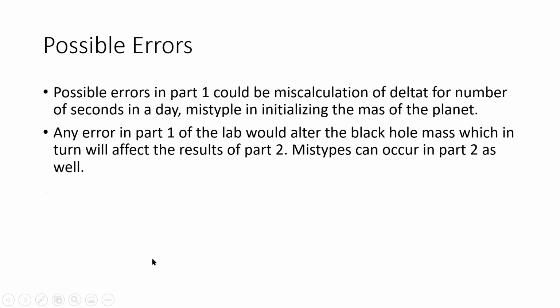Possible errors in part 1 could be miscalculation of delta t for the number of seconds in a day, or a mistype in initializing the mass of the planet. And any error in part 1 would obviously affect the mass of the black hole, which would affect any results in part 2. And any mistypes can also occur in part 2 as well.